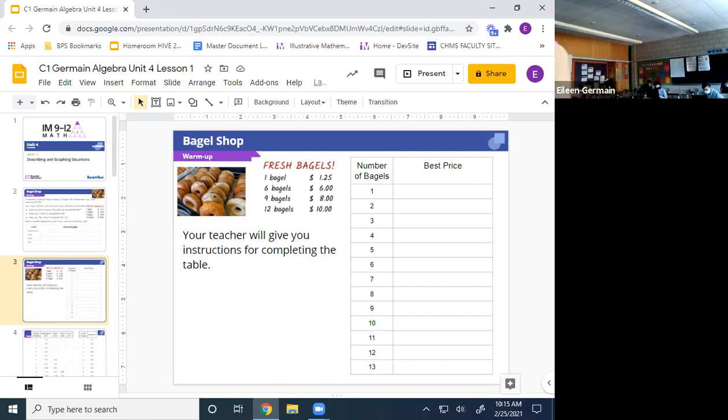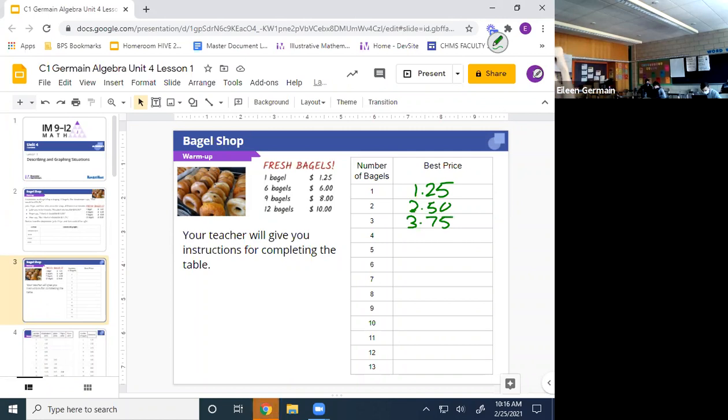Okay. So when you buy one bagel, there's really only one way that you could do it. How much is one bagel going to cost you? $1.25. Very good. When you buy 2 bagels, how much is it going to cost you? $2.50. Nice job, everyone. Thank you for that, Connor. Okay. 3 bagels. How much is that going to cost you? Thank you, Gabe. $3.75.